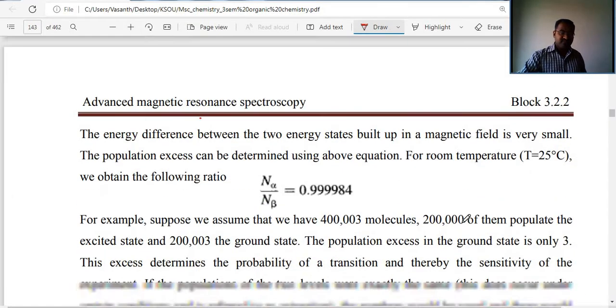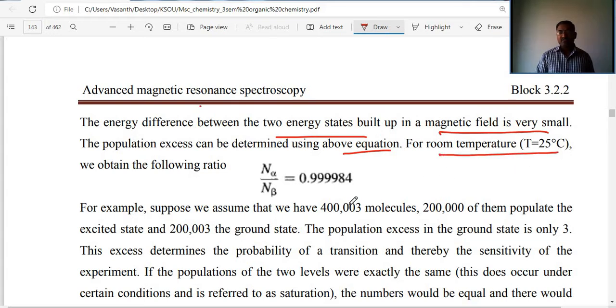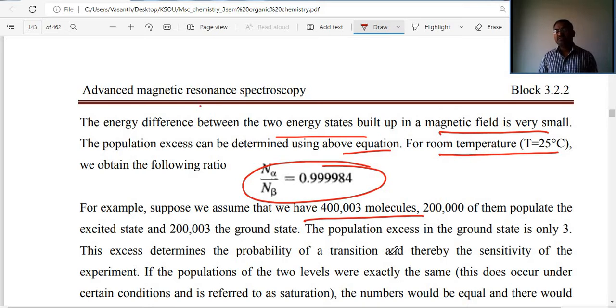Next we consider that the energy difference between two energy states built up by a magnetic field is very small. The population excess can be determined using the above equation. What is that? We consider Nα/Nβ equal to 0.99984. What does it mean here? Suppose we assume that 4,03,000 molecules are there. Among them, 2,00,000 populate the excited state and the remaining are in the ground state.